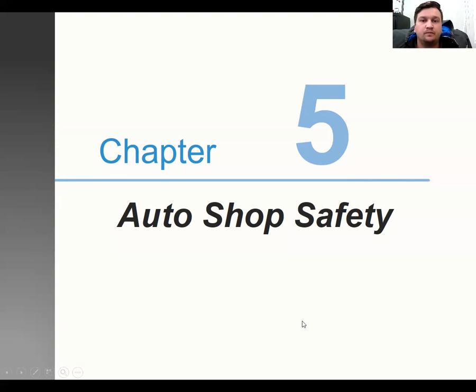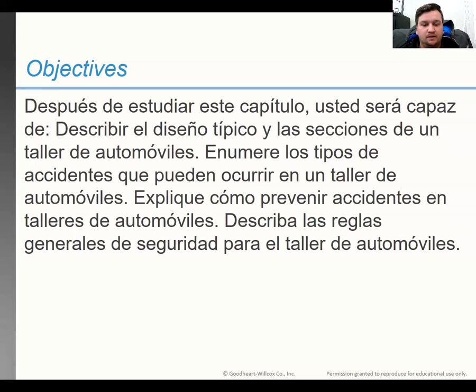All right, so we're going to do chapter 5, auto shop safety. The objectives of this chapter: after studying this chapter, you'll be able to describe the typical layout, sections of an automotive shop, list the types of accidents that can occur in an automotive shop, explain how to prevent auto shop accidents, describe general safety rules for the auto shop.